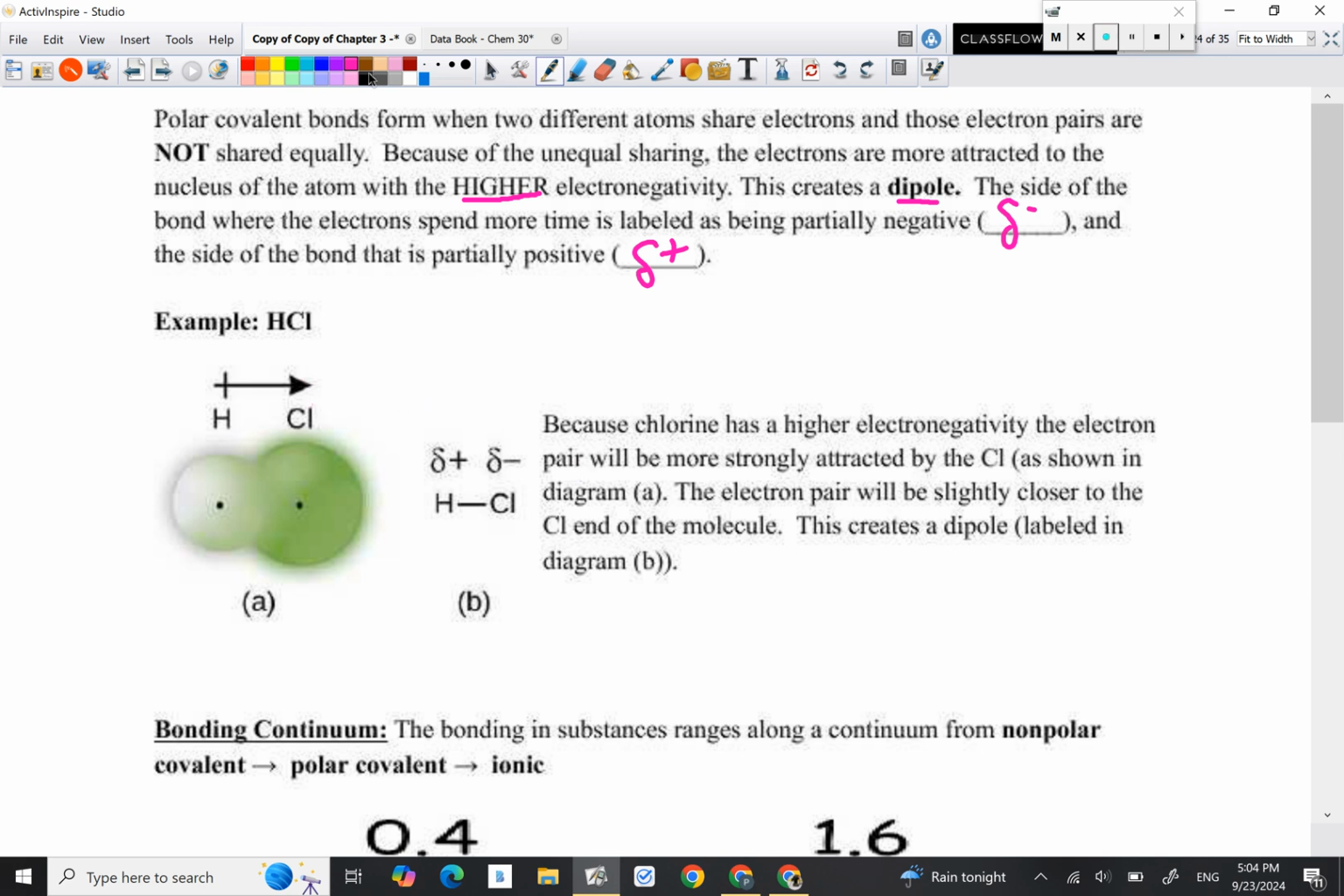Now we can also do the same notation that we have right here, and label this side partially negative and this side partially positive. This is the way that we're probably going to be doing it: we're mostly going to be just highlighting the molecule right here, the bond, and highlighting which one is going to be the partial positive and the partial negative.